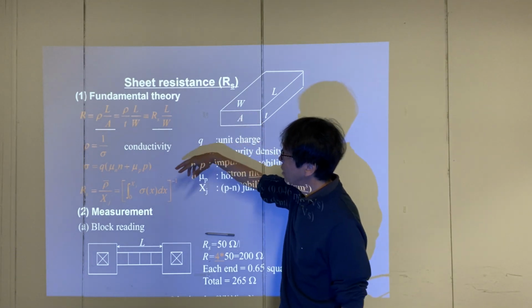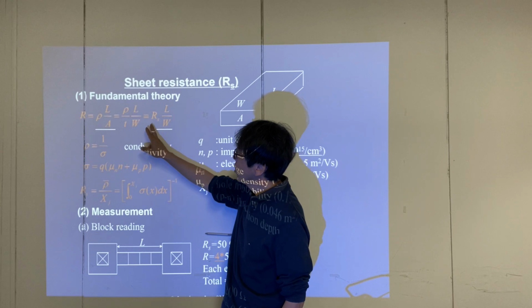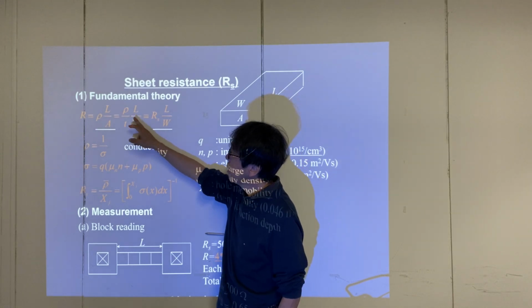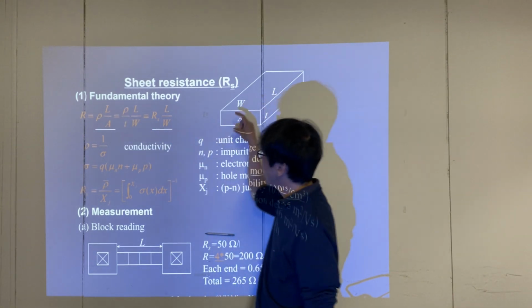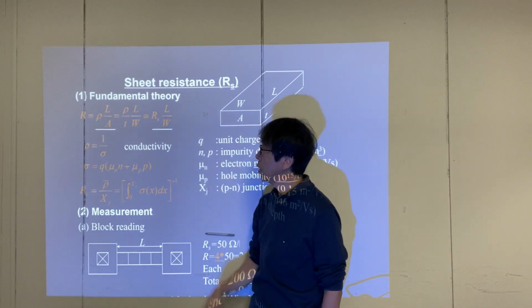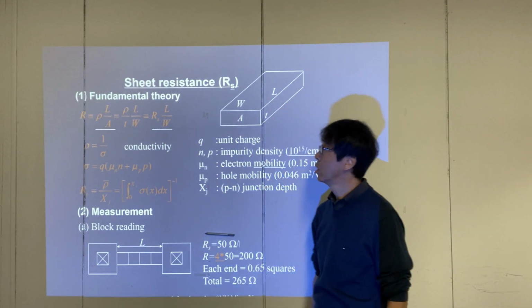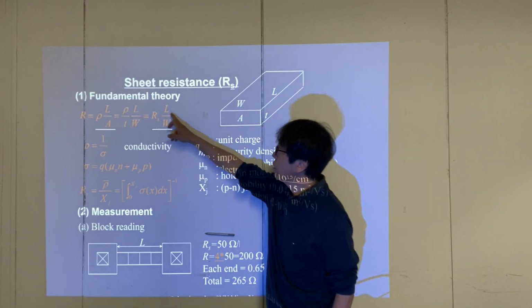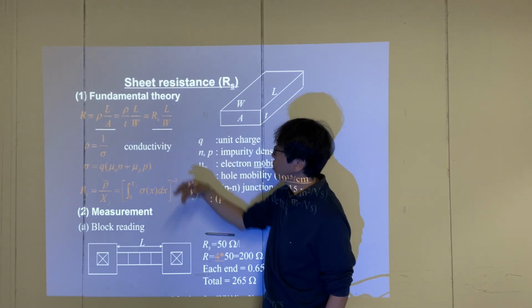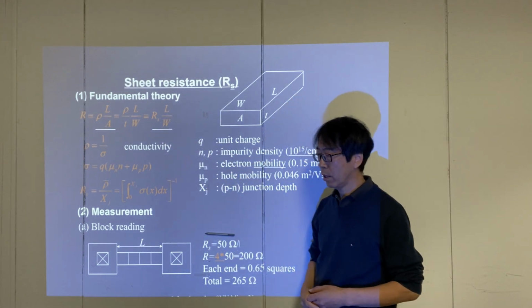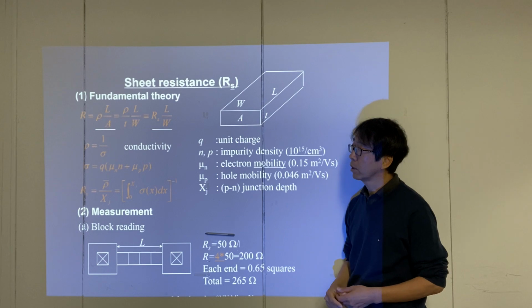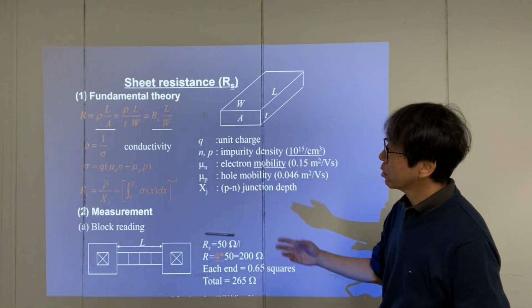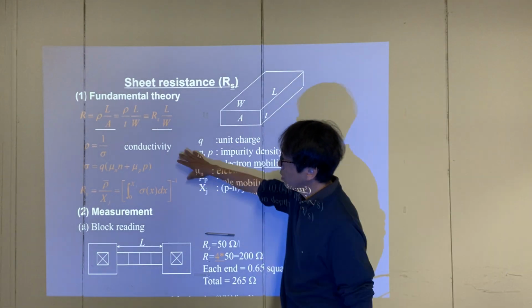So instead of this definition, you can define it the other way around. Resistivity divided by the thickness, we call it sheet resistance. And instead, you have L, length, over the width. We call it aspect ratio. Okay? And the rho is the resistivity. Why can you calculate this conductivity like this?